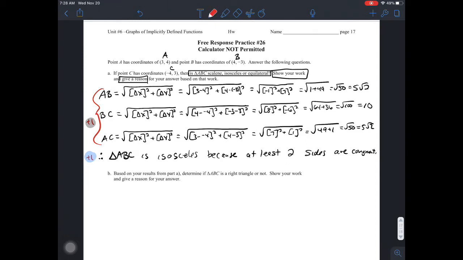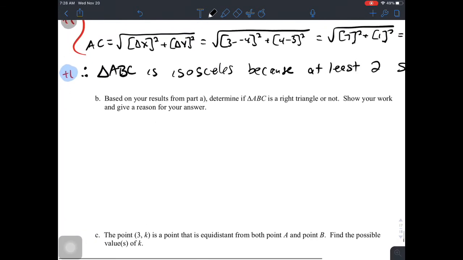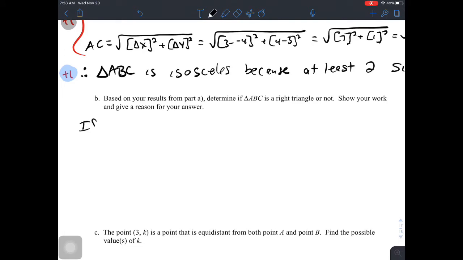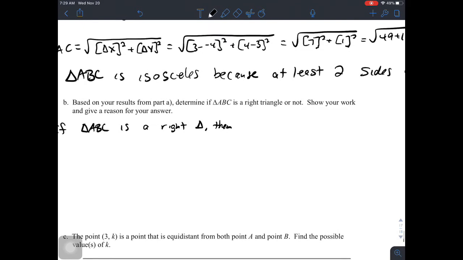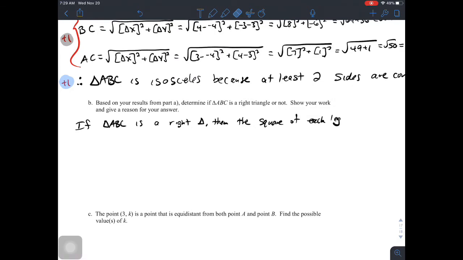B. Based on your results from part A, determine if triangle ABC is a right triangle or not. A couple different things you could do here. To determine if it's a right triangle, let's start this out by establishing. If triangle ABC is a right triangle, then the square of each leg, well, let's not say that. Let's not say that because we don't know if they're legs or not at this point.